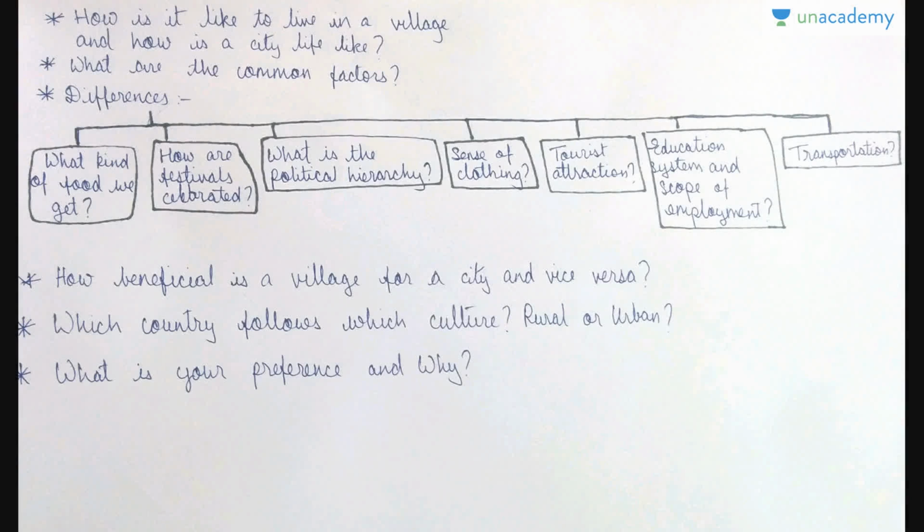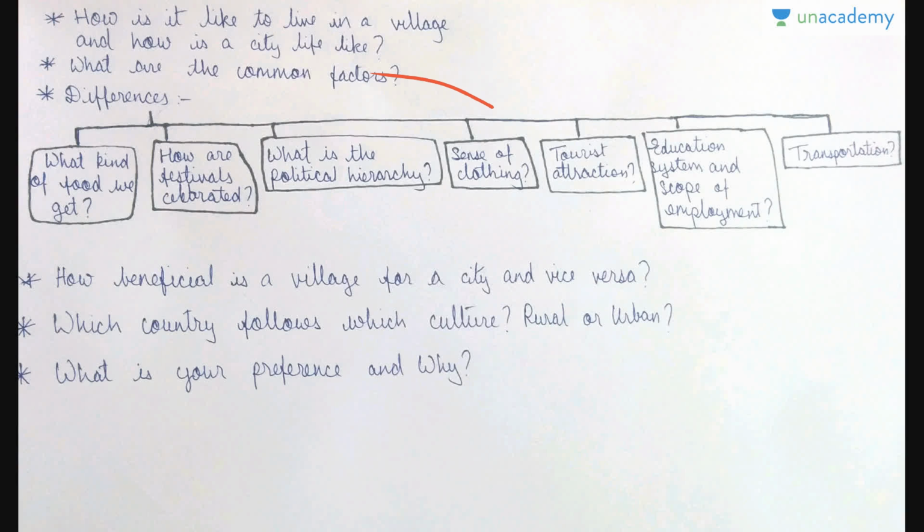There you go. First, how is it to live in a village, and what is city life like? Here we're going to define what a village is, what city life is, how a city person behaves, how a village person behaves, and the environment, how fast a village is, how fast a city is, progress-wise and all. This is how we're going to define first. Then we come on to what the common factors between a city and a village are.